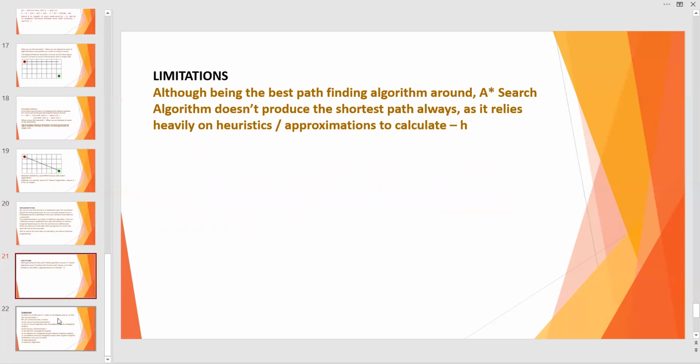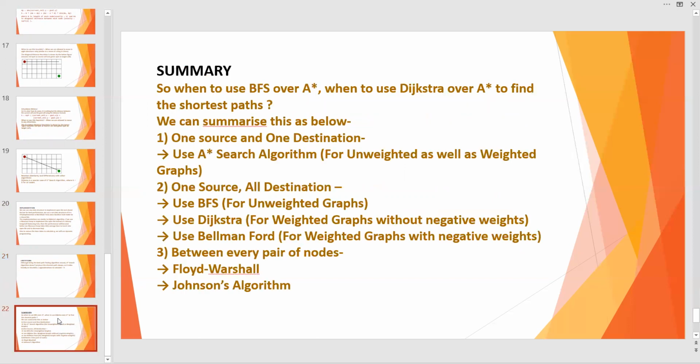Limitations. Although being the best pathfinding algorithm around, the A* search algorithm doesn't always produce the shortest path, as it relies heavily on heuristic approximations to calculate H. Summary: when to use BFS over A* to find the shortest path, we can summarize as below. One source and one destination: use the A* search algorithm. One source to all destinations: use BFS. Between every pair of nodes: use Bellman-Ford, Floyd-Warshall, or Johnson's algorithm.